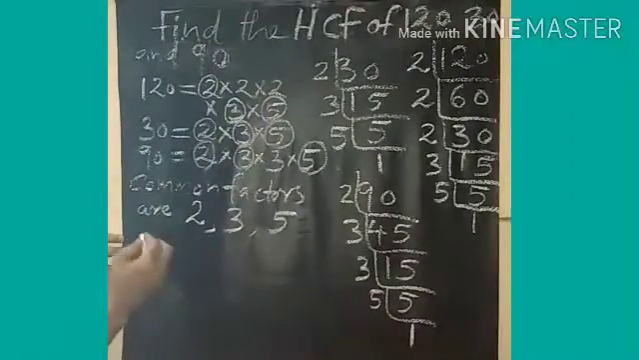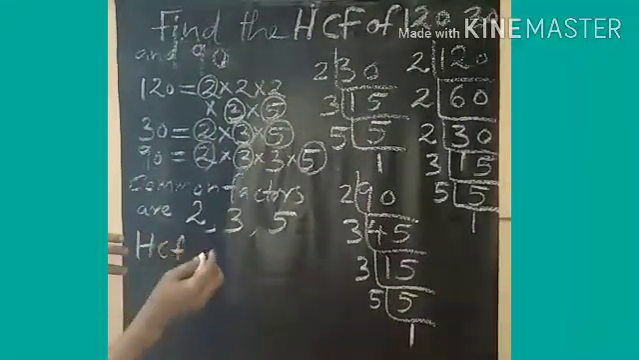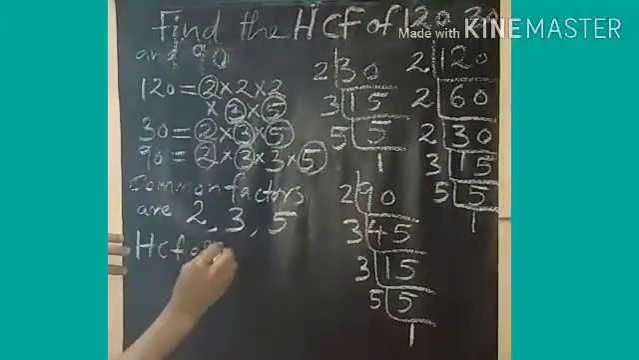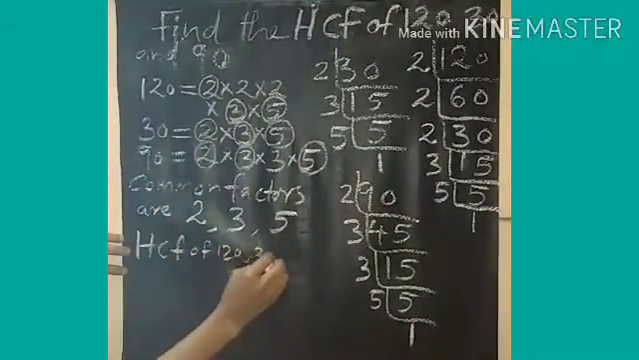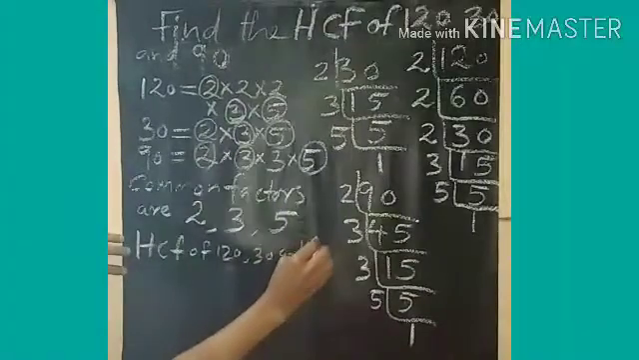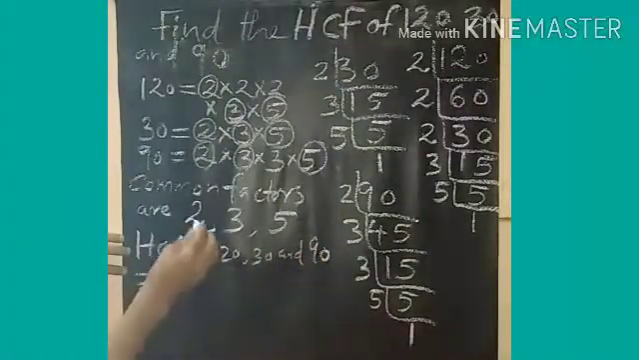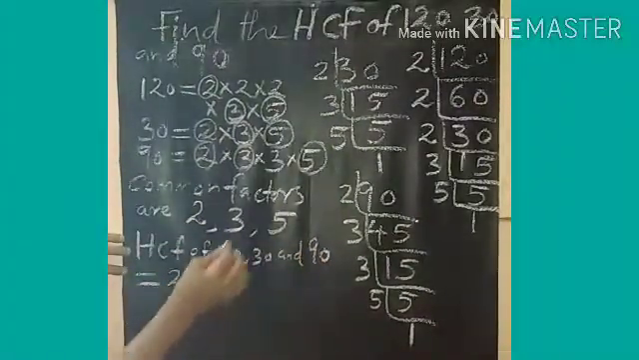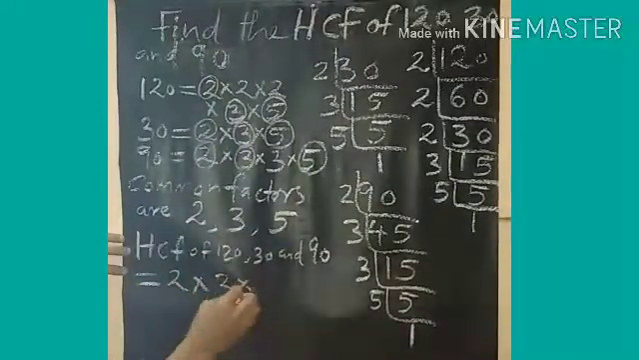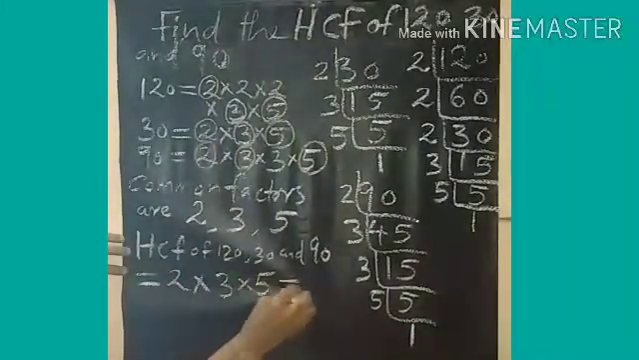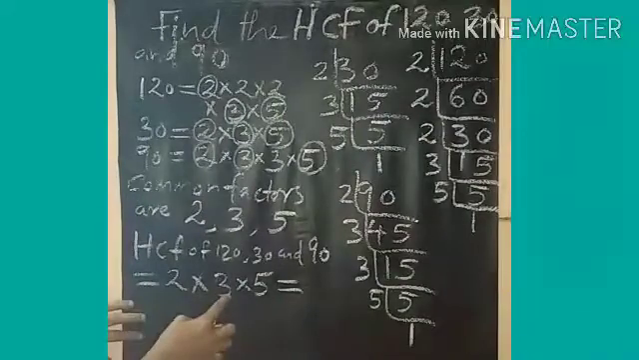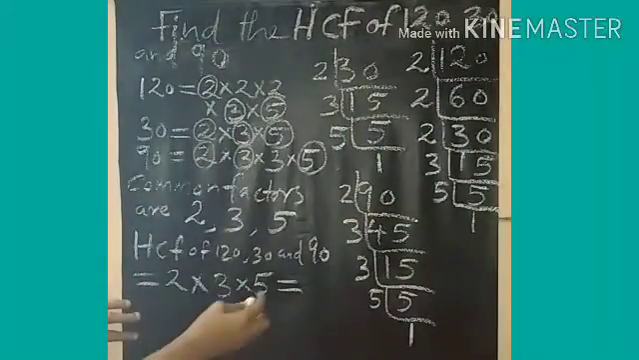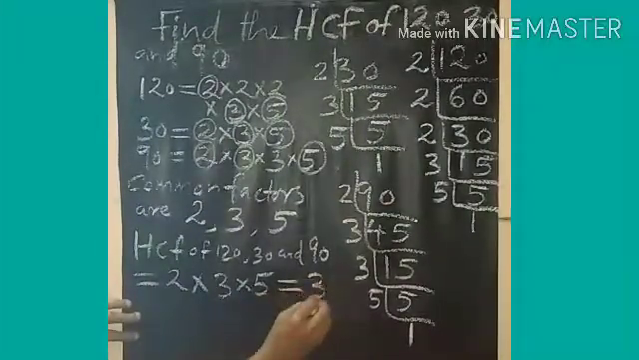Common factors. Then thus, HCF of 120, 30 and 90 is equal to 2 into 3 into 5. We get what? 2 into 3, 6. 6 into 5, 30. We get 30.